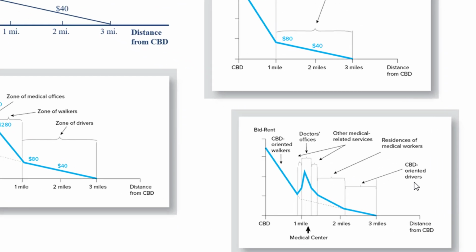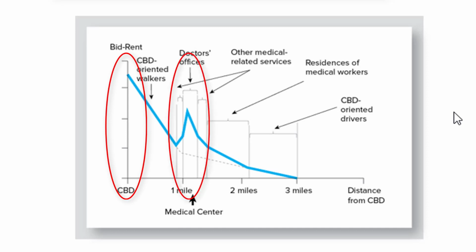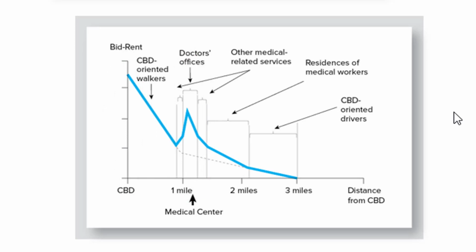And then finally, this bottom right, we've got a picture where there's a variety of different nodes in the city. There's the CBD, and there's also a medical center that's a little bit further away from the CBD. And we have kind of these two areas where people will sort themselves out. So there's still going to be the CBD oriented workers, and the walking people are still going to find themselves closest into the city because they value their time and it takes longer to walk.